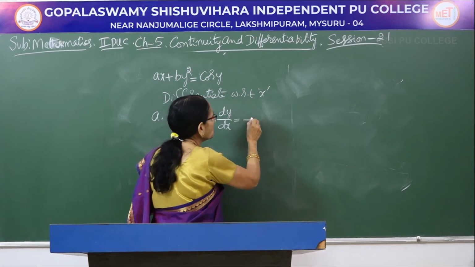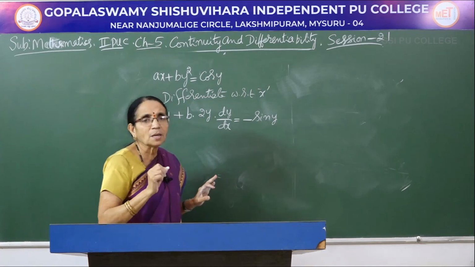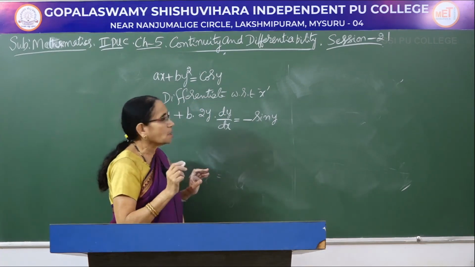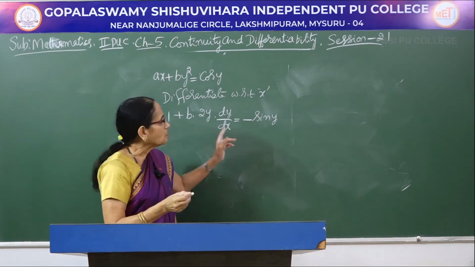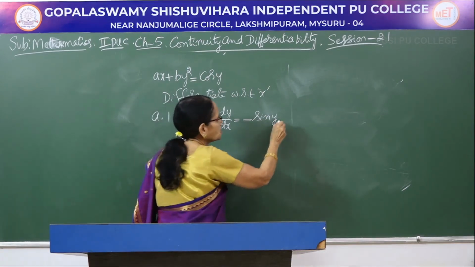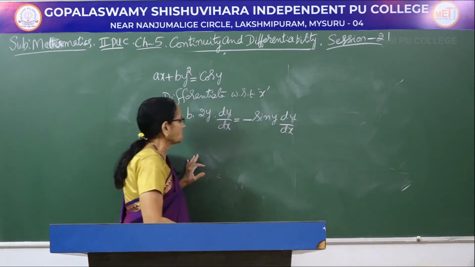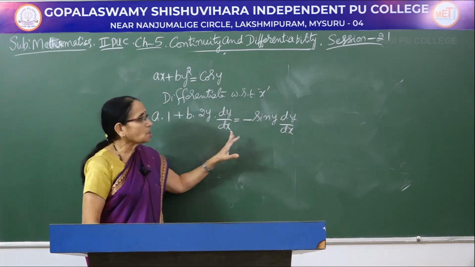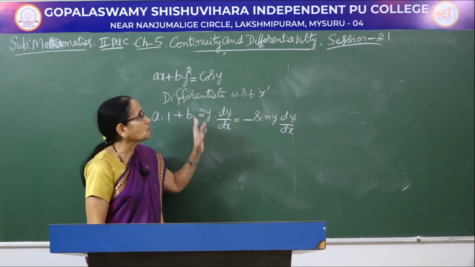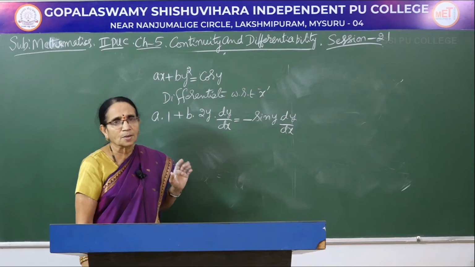What's the derivative of cos x? It is minus sin x. Therefore, the derivative of cos y would be minus sin y, but y has to be differentiated with respect to x. Therefore, it is dy by dx. You observe, two terms are containing dy by dx because in the function, two terms were containing y.